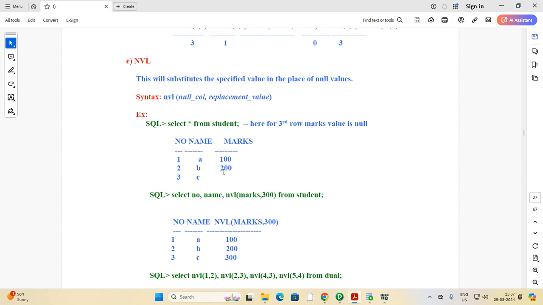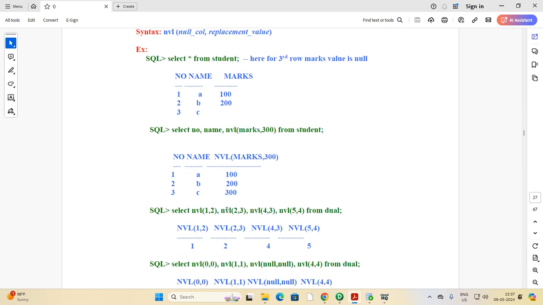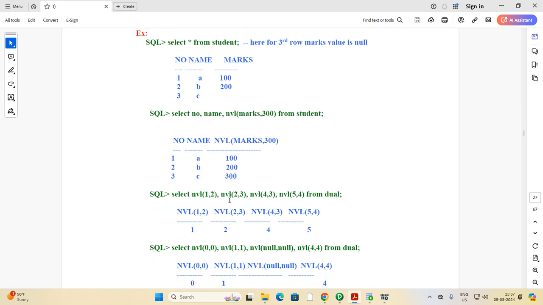If you see here, the 200, 100, 200 is there, and we are pushing 300 at the marks place. We are not specifying any condition, like where number is equal to 3. We just give select number, name, NVL marks comma 300 from student, and it displays the value as 300.